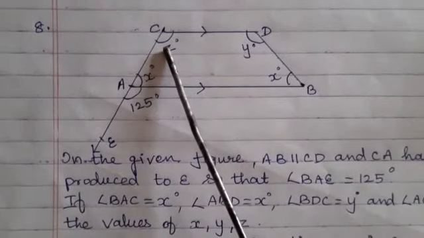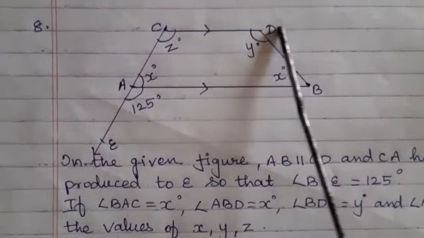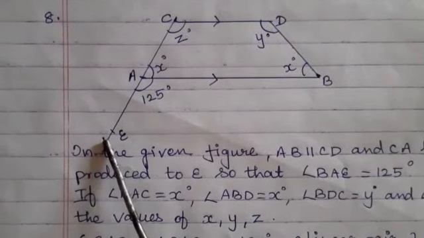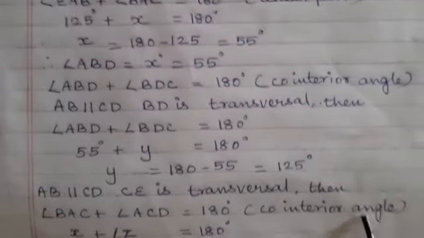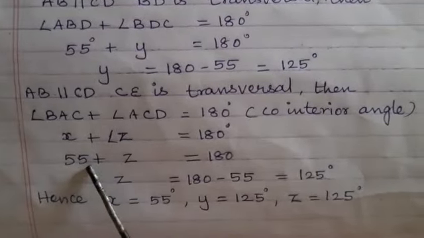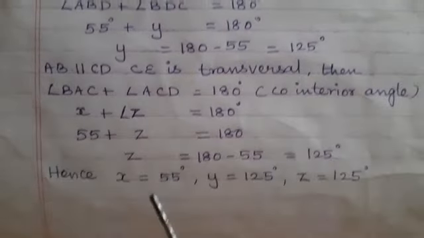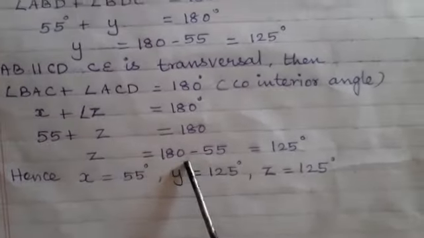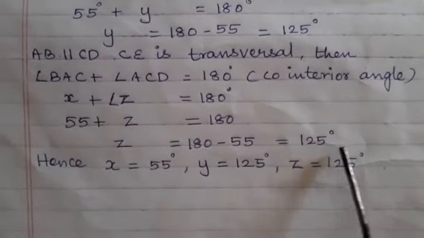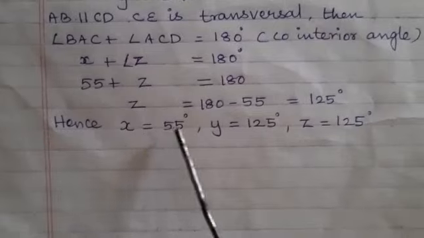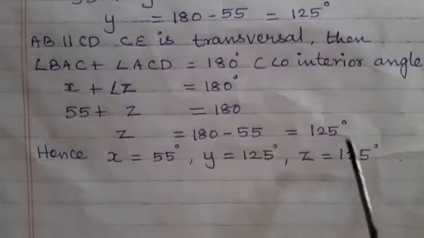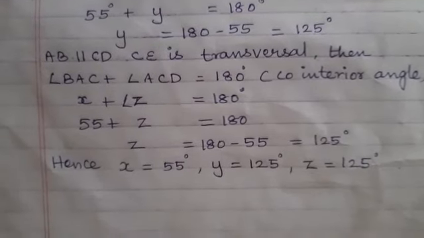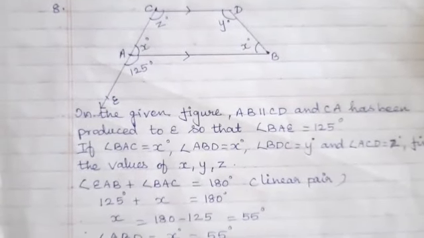Now move on to z. In the same way, AB and CD are parallel lines cut by a transversal CE. So the co-interior angle sum x plus z equals 180 degrees. X we found is 55, so 55 plus z equals 180 degrees, so z equals 180 minus 55, which equals 125 degrees. So hence x is equal to 55 degrees, y equals 125 degrees, z equals 125 degrees. While doing all those questions, you draw the figure, write down the measurements given, and find the answers using the three conditions of parallel lines.